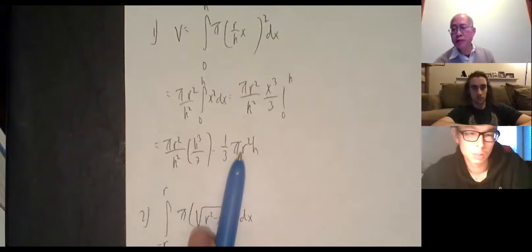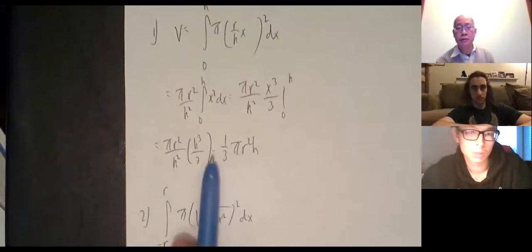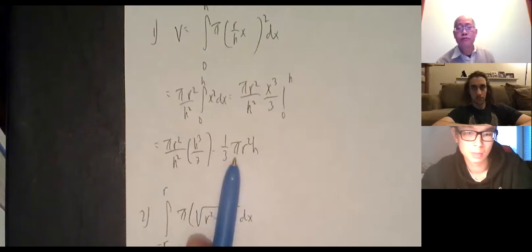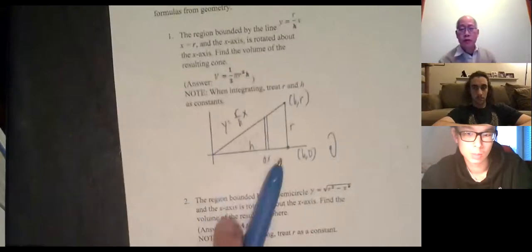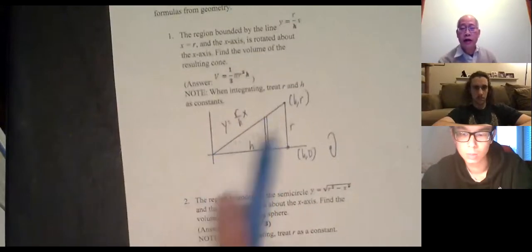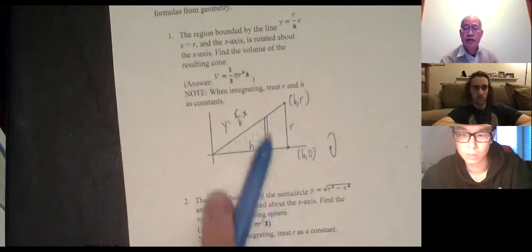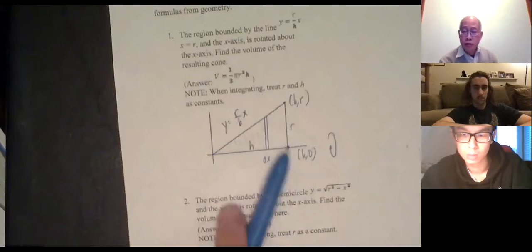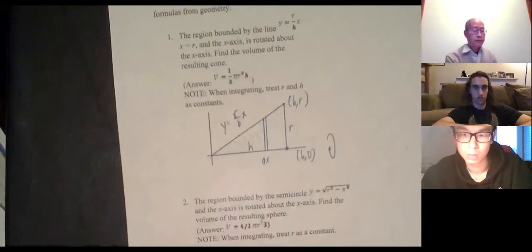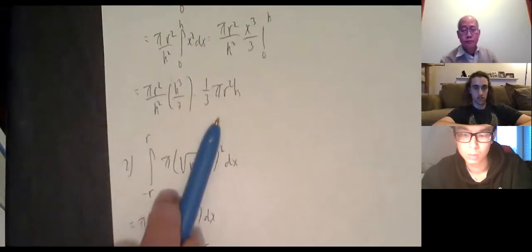And you might remember from maybe 6th grade geometry or something like that, that's the formula for the volume of a cone. You might say, how did they get that? This is how. If you take this triangle and spin it about the x-axis, do you see that cone? With a radius of r and a height of h. So that's how they derive the formula for the volume of a cone.